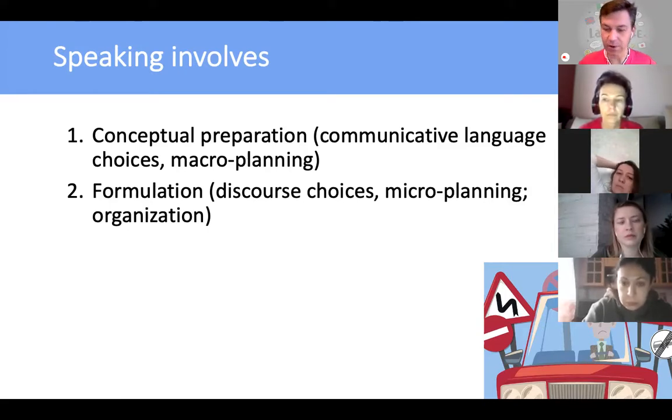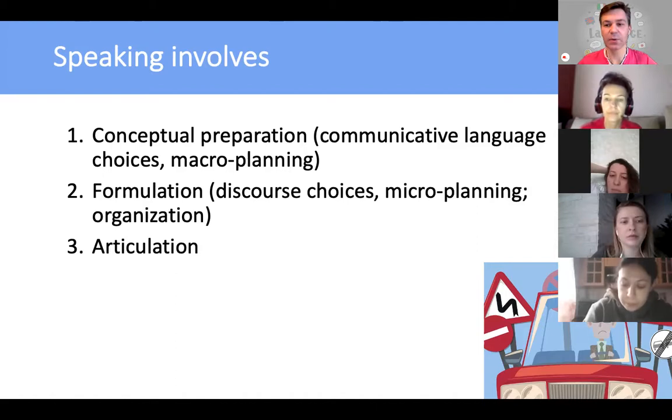And there are two very important stages. What would be the third stage? What do you think? Articulation. Yes, yes, as you remember it from the lecture. And what is the last one? Monitoring. Could you explain what that means, Natalia?